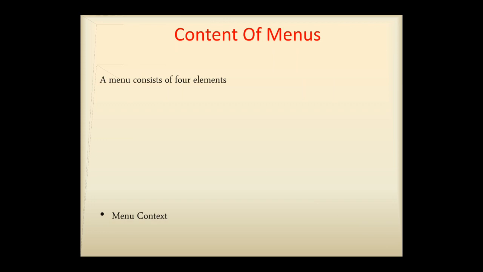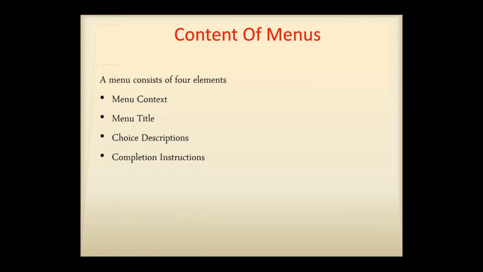Okay. So then moving on, the contents of the menu. A menu consists of four elements, that is its context, its title, its description, and its completion instructions, right? So let us see all these four different elements one after the other. So what do we mean by menu context here?